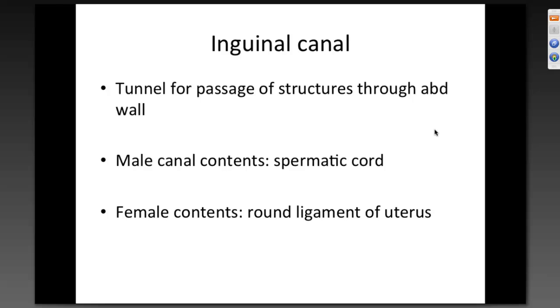So remember the inguinal canal, it's nothing more than a tunnel, and you're going to have all these abdominal structures going through it. And the male canal has something different in it than the female canal. You would expect that, right? The male canal is going to have the spermatic cord. The female canal is going to have the round ligament of the uterus. Now we're going to switch to talking about the male because we're talking about inguinal hernias.